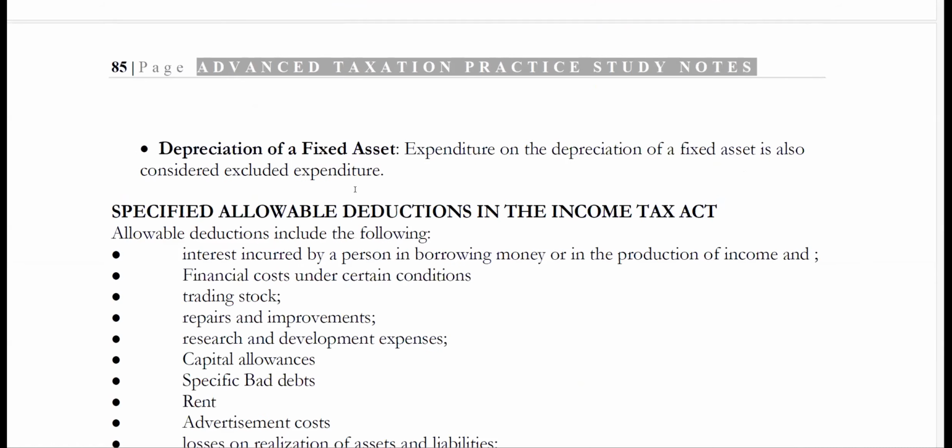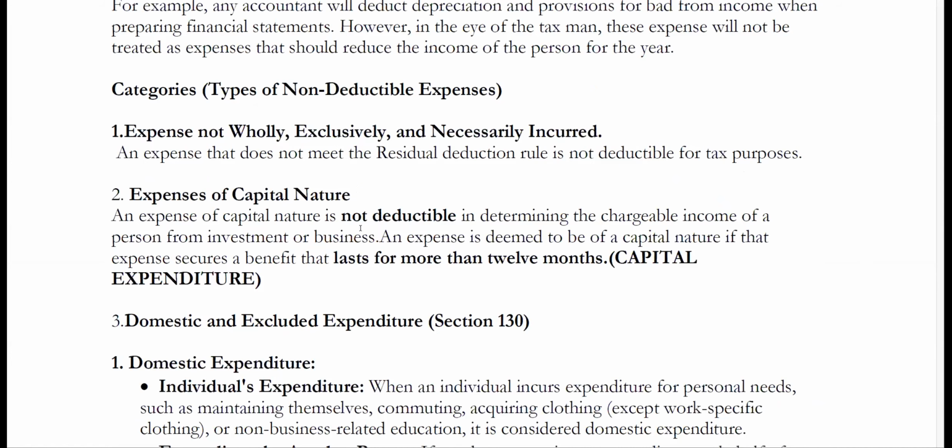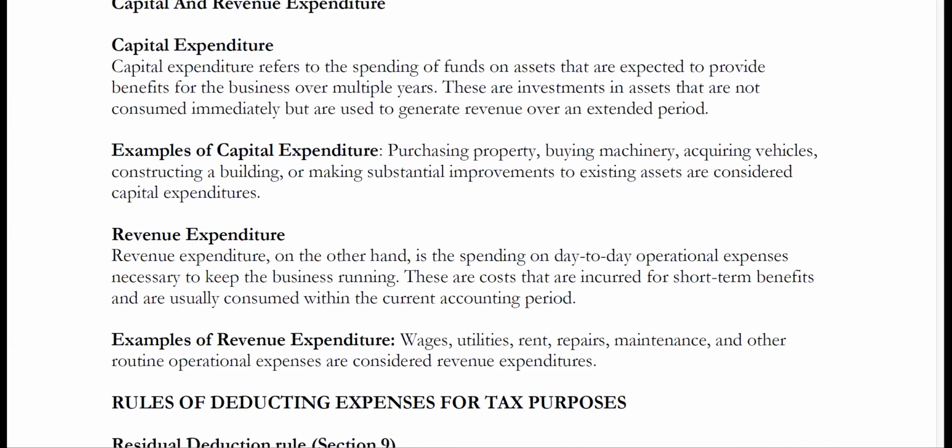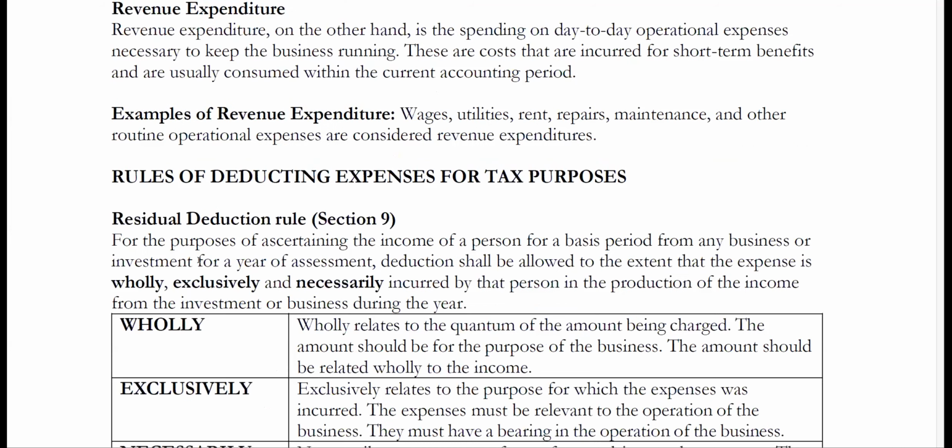Materiality. Because some things might secure a benefit for more than one year, but they may not be material in nature. Do you understand? What about revenue? Revenue expenditure, on the other hand, is the spending on your day-to-day operational expenses that are necessary to keep the business running. These are costs incurred for short-term benefits and are usually consumed within the current accounting period. So wages, utilities, rent, maintenance and other routine operational expenses are considered revenue expenditure.